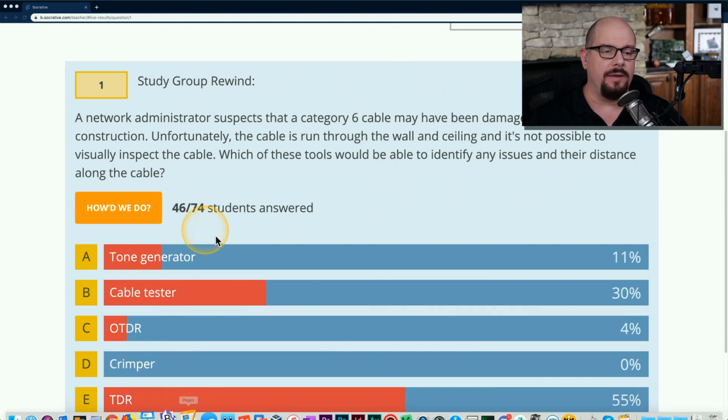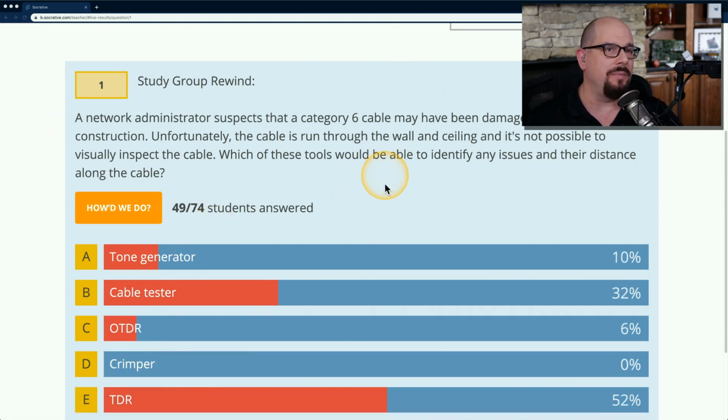Those are your 5 different options. These were options from last month. You may recognize the question. We put last month's question in here just so you can make sure that you're getting into Socrative. You can see all the options. You can answer the questions. You get a feel for how all of this works. Very useful to have this here. Tone generator, cable tester, OTDR, crimper, and TDR.